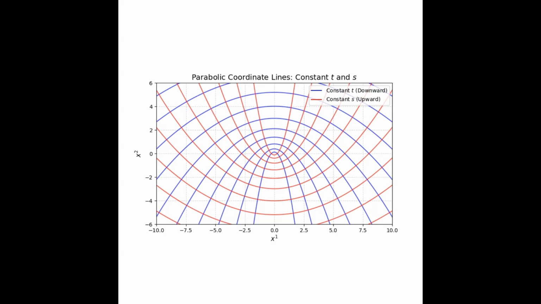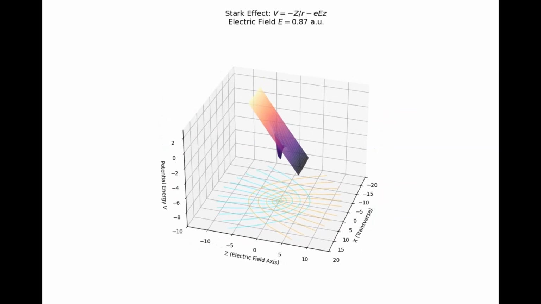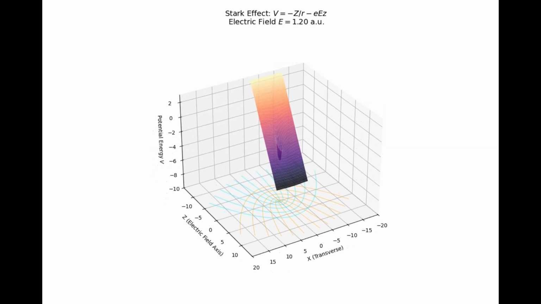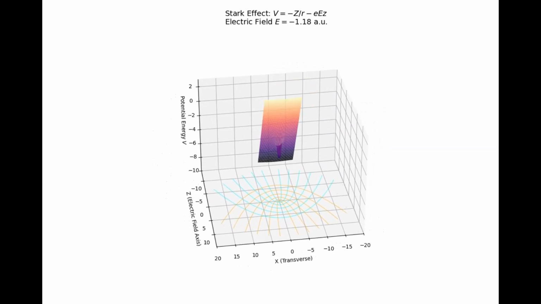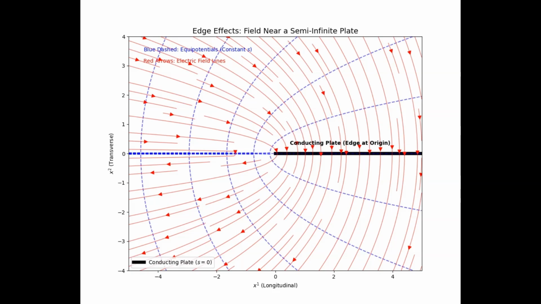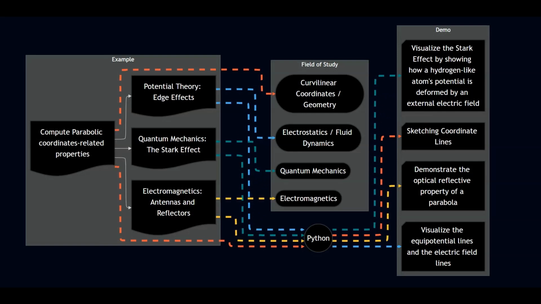Visualizing the system through demos. To truly understand this system, one can look at several visual demonstrations. Grid construction: an animation showing how sweeping through different values creates a 2D plane covered in red and blue confocal parabolas. The tilted potential: a visual showing a spherical atom deforming under an electric field, with a parabolic grid overlaying it to show the new symmetry.